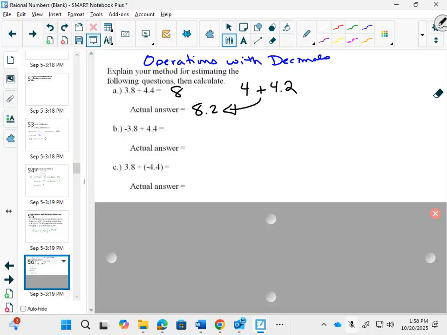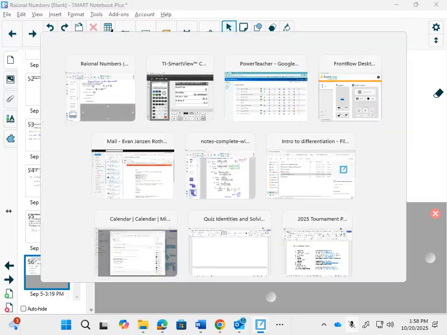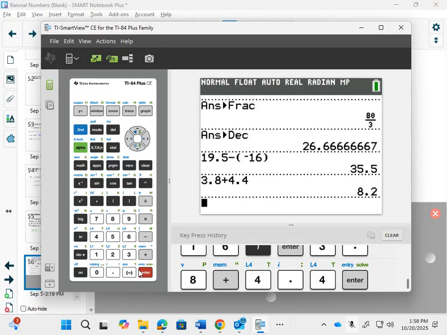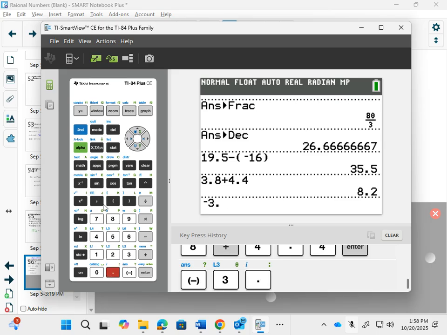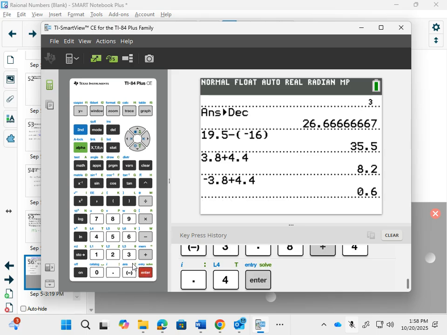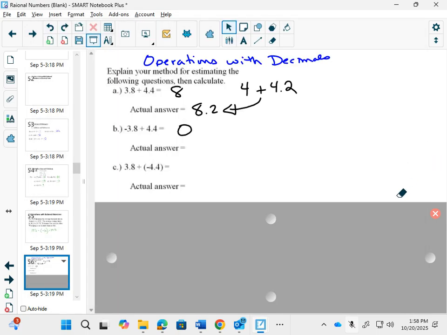Negatives. So if I rounded this one, it's close to negative 4. If this is 4, I'm going to say this is close to 0. What is it actually? Am I close or am I way off? Go to my calculator. With the negatives, it's a little bit harder. Negative 3.8 plus 4.4. It's actually 0.6. Oh, I gave it away. I did it in my head, didn't I? 0.6.